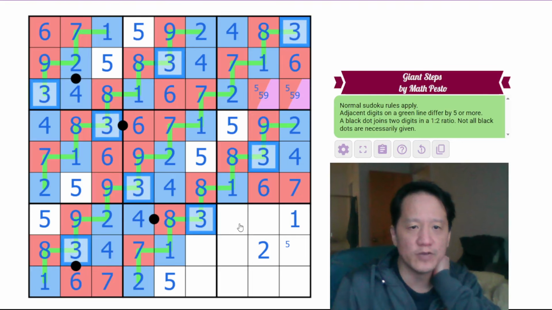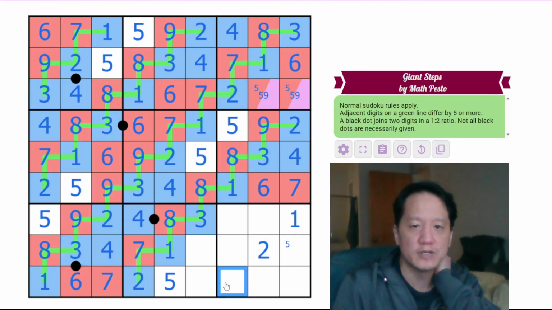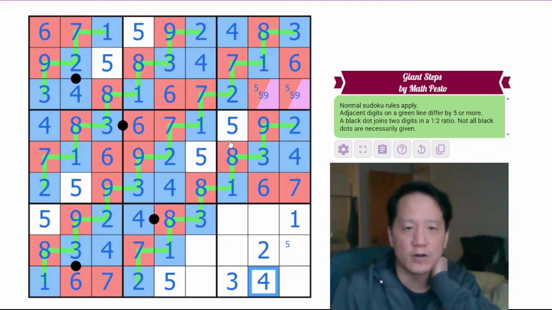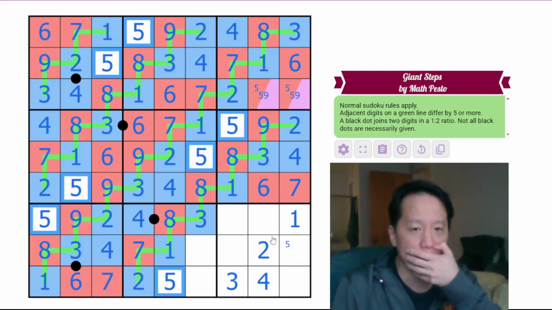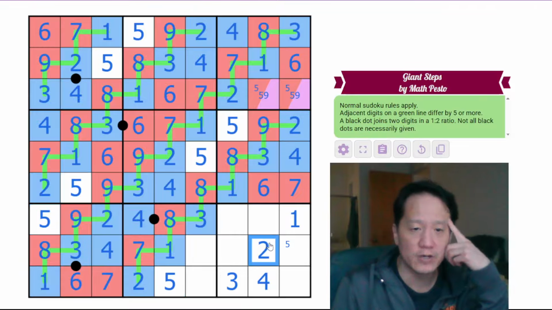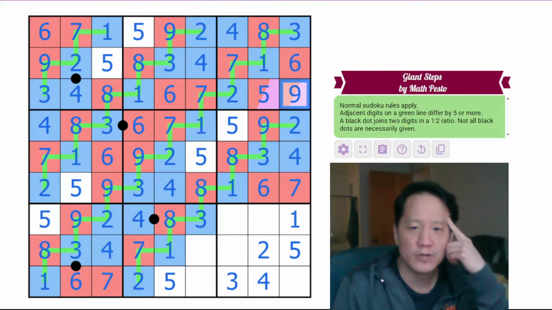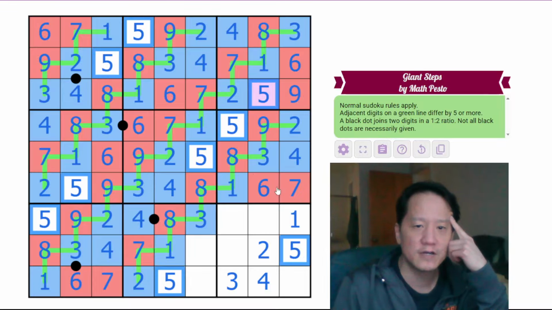3. We have 8 threes. We know where the last 3 has to be. It has to be there. 4s. We have 8 4s. We know where the last 4 has to be. It has to be there. 5s. We know now 5 cannot be here anymore in row 8, so it has to be here, which makes this 9, which makes that 5. So not pink, and this is not red. So that's all the 5s.